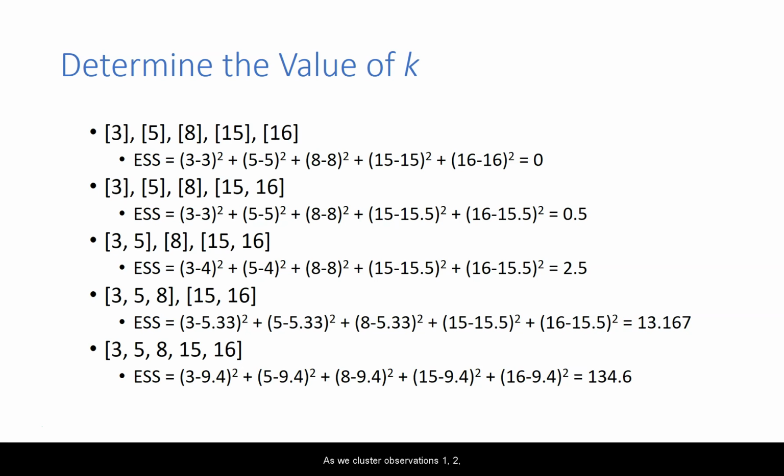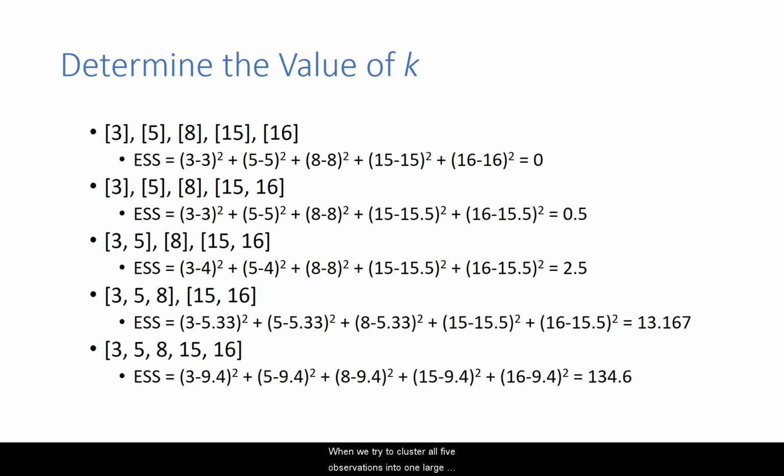As we cluster observations 1, 2, and 3 together in the next step, we notice that the ESS value had a relatively large jump from 2.5 to 13.167. However, such loss of information may still be tolerable, as going from 3 clusters to 2 clusters represented about a 5-fold increase in information loss, which is about the same as the percentage of information loss when we went from 4 clusters to 3 clusters.